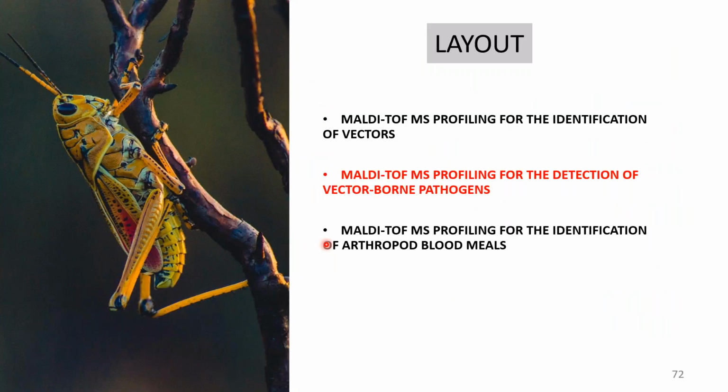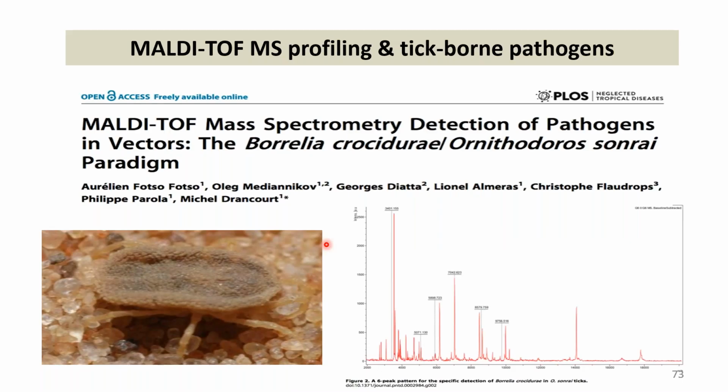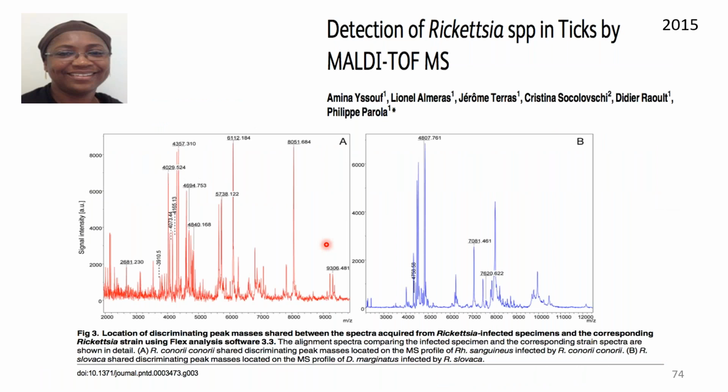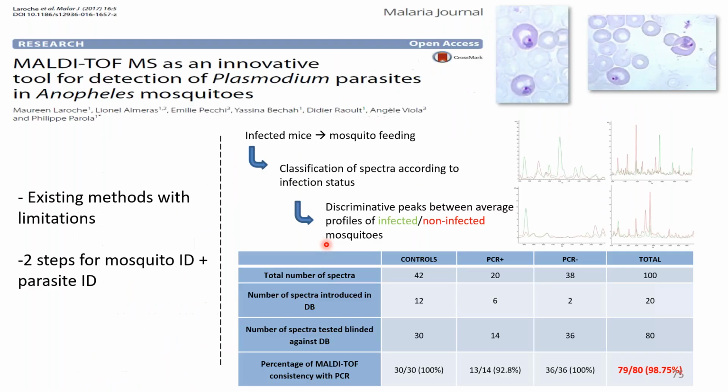So I mentioned earlier that we use arthropods as a proxy to infer the risk of transmission of vector-borne diseases, but at some point you really need to know if the samples that you are studying are indeed infected by some pathogen. And the first person who attempted that using MALDI-TOF was Aurélien Fotso-Fotso. As you can see here, he showed that there were specific peaks appearing on the tick spectrum when it was infected. We kept working on this approach, and it was also true for rickettsia. When the tick is infected, you have modifications of the spectrum, which include specific peaks.